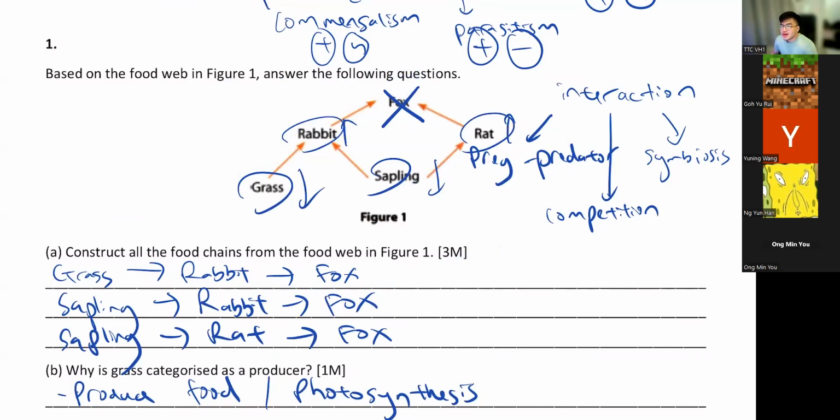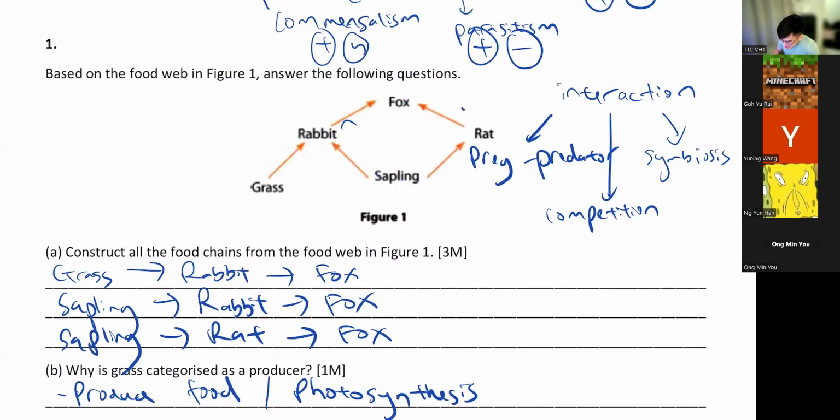Right? But you see, let's just take for example the fox lah. Okay, if let's say all the rats were to die, the fox still doesn't need to worry too much because they still can eat rabbit, right? But you see, some animals only eat one type of animal or one type of food. If you take that food away, they are going to go extinct, right?